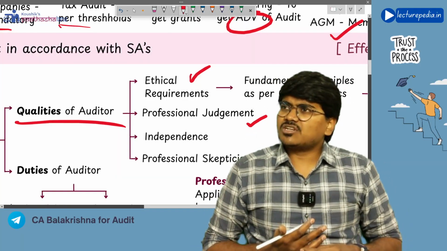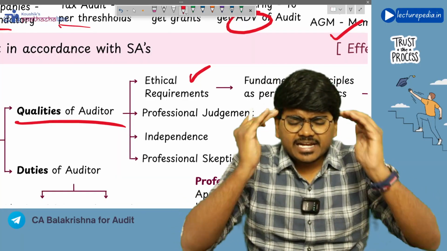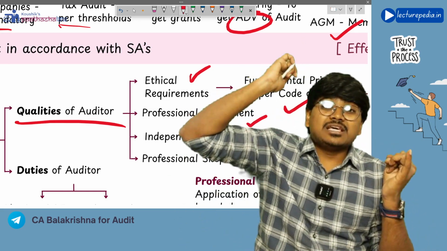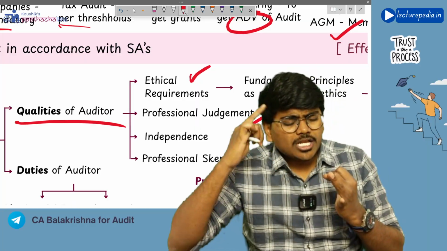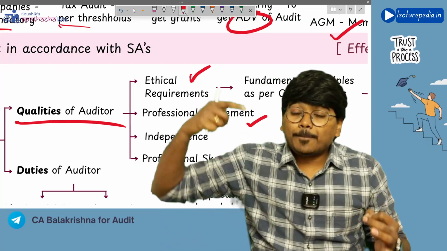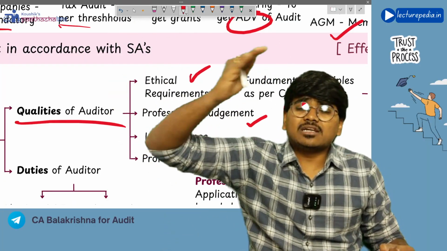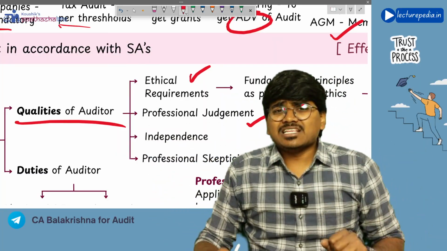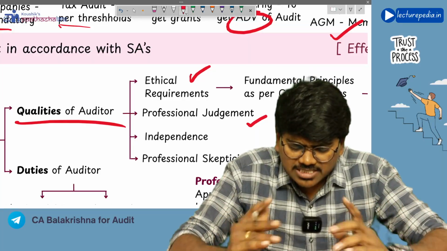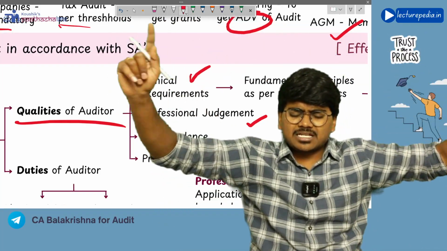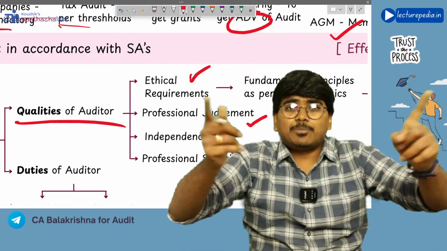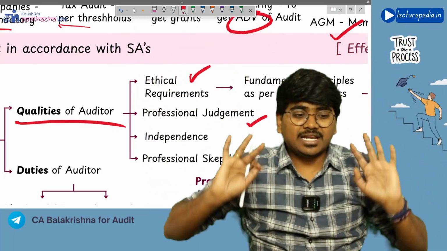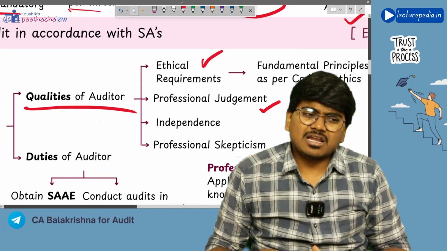Next quality of the auditor is professional judgment. What is meant by professional judgment? While taking any decision, you should apply all your past experience. You should apply all your knowledge that you have obtained while reading various books and listening to various classes like this. So professional judgment means application of all the knowledge and all the experience while taking the decision.